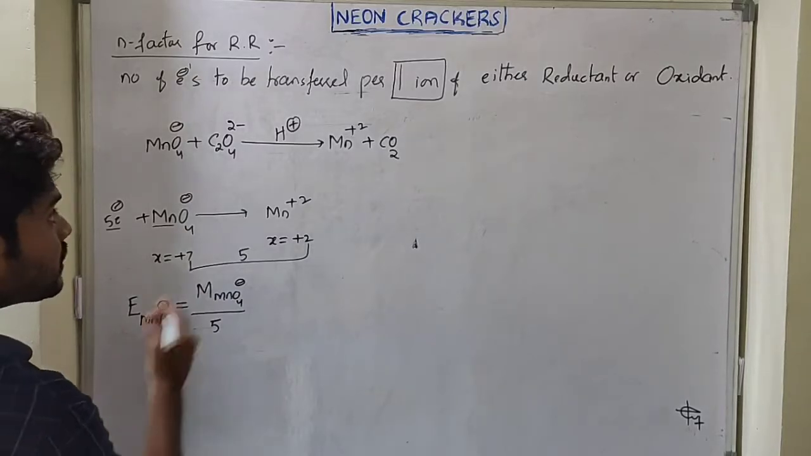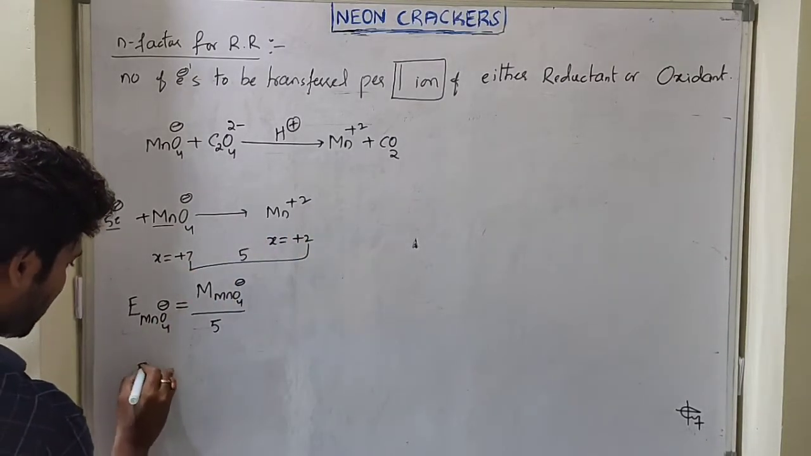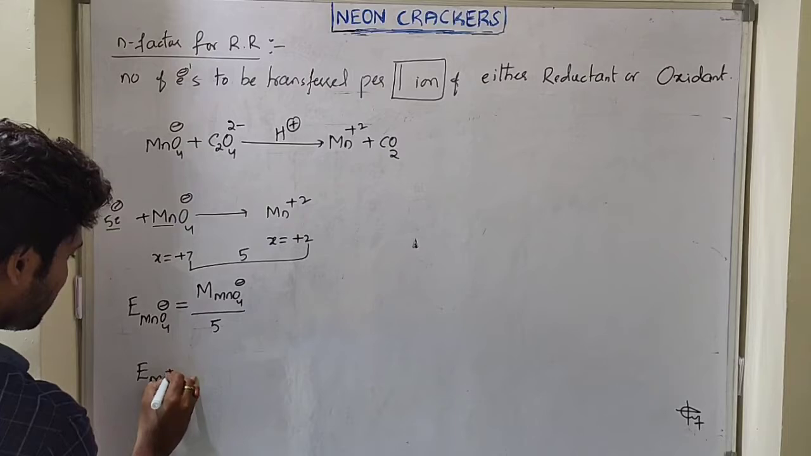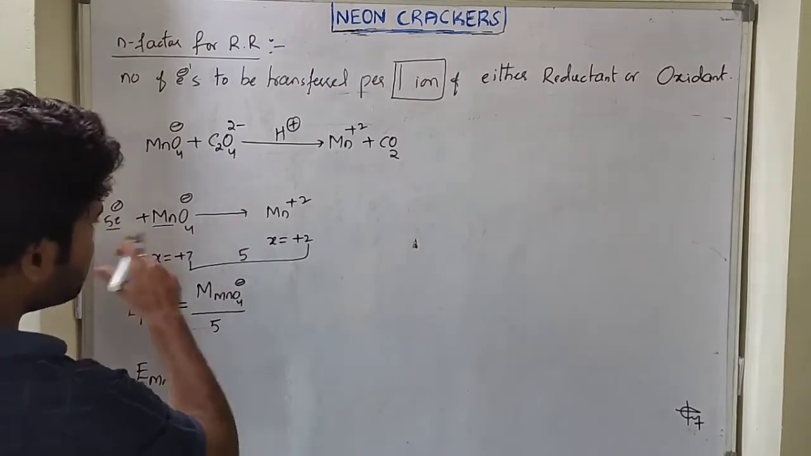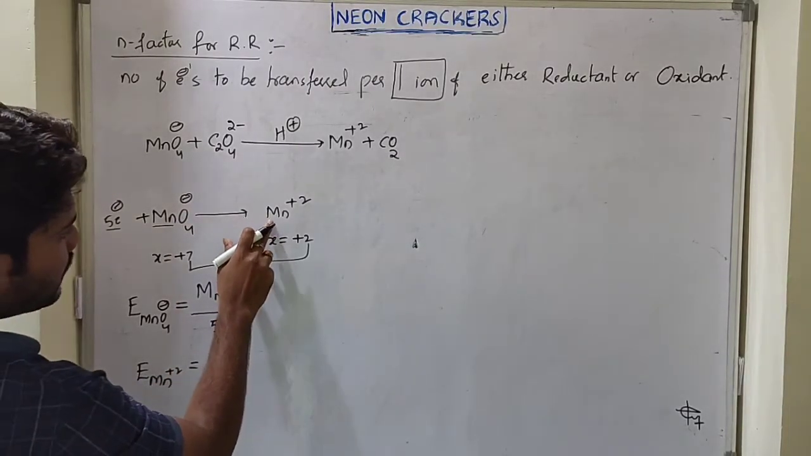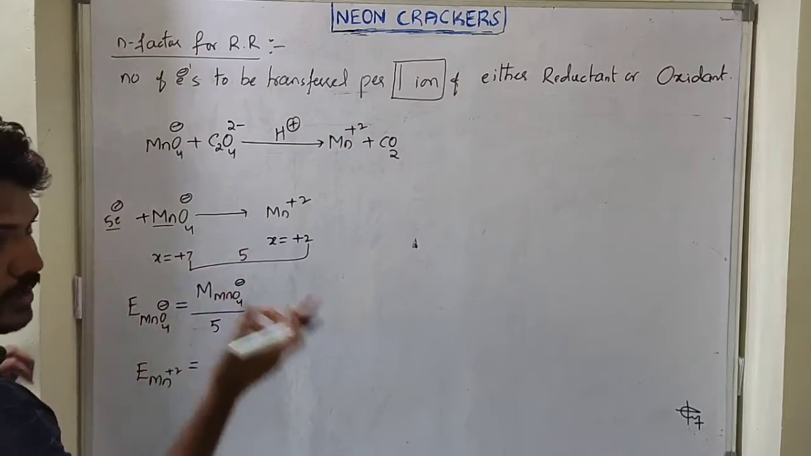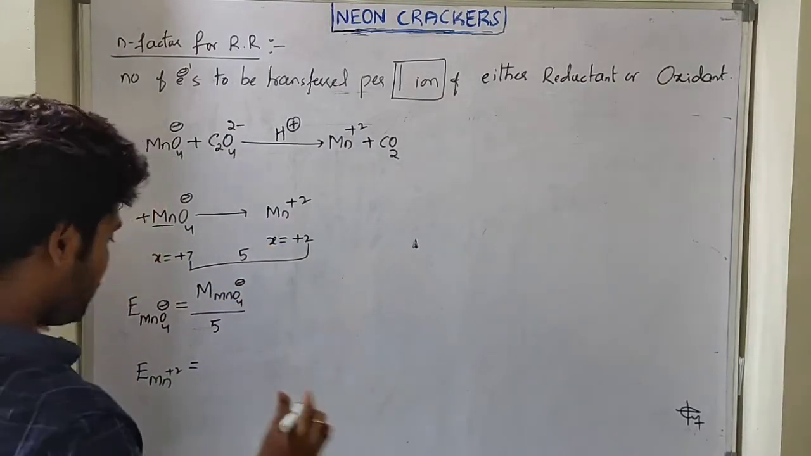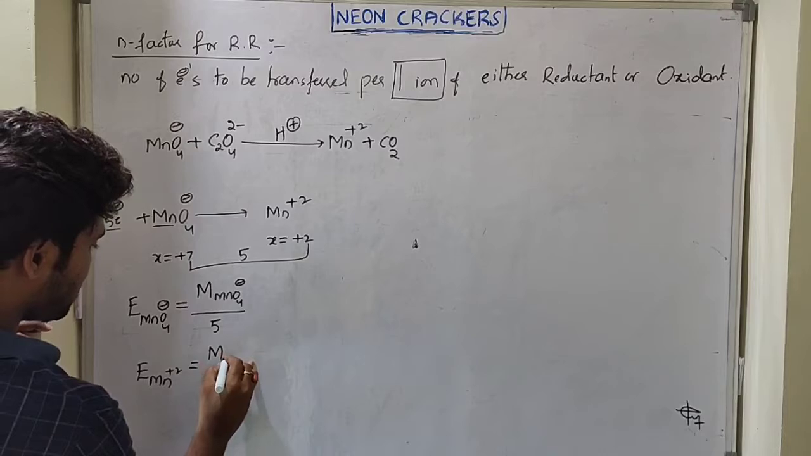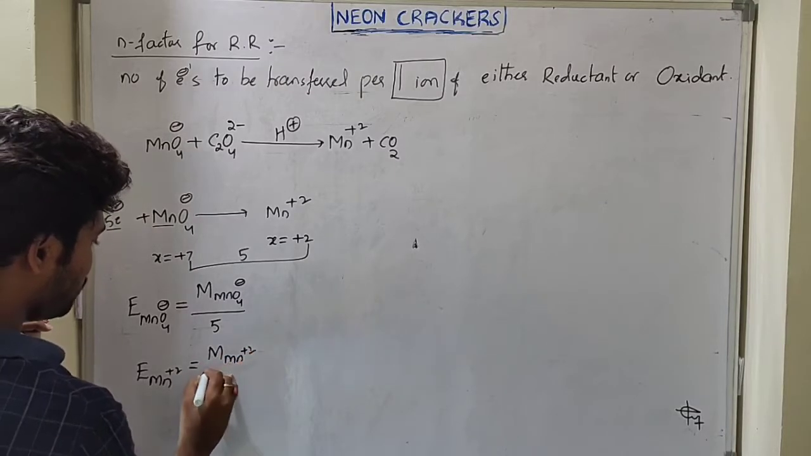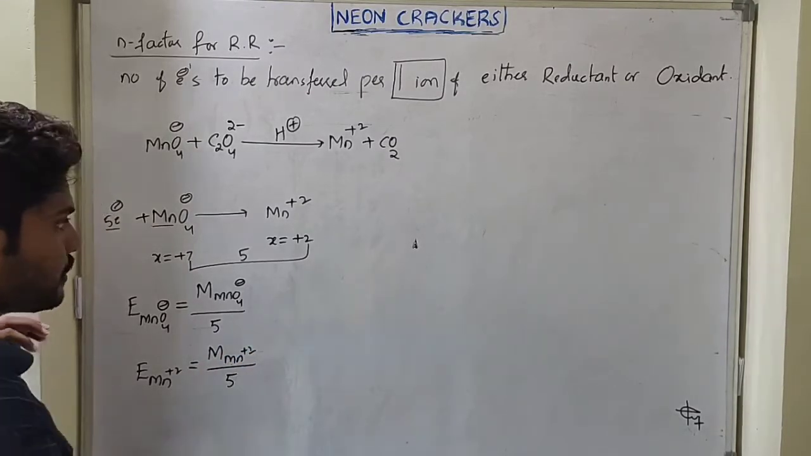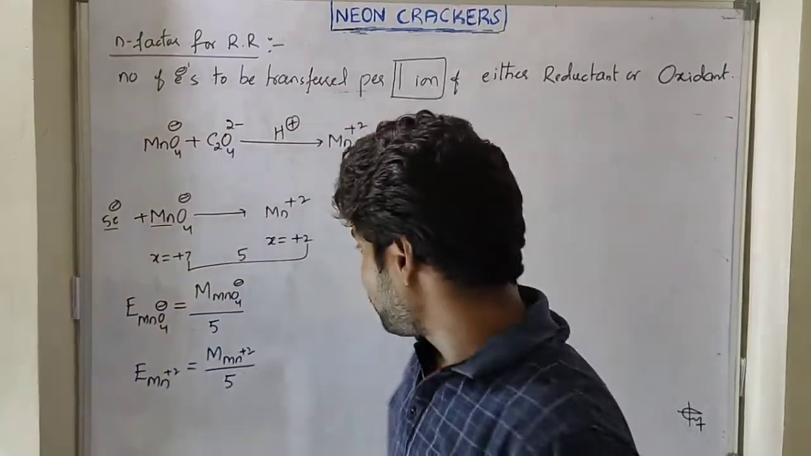And oxalate we don't know yet, and the equivalent weight of Mn+2, here also in this balanced equation 1 ion, 5 electrons. So the n factor of Mn+2 is also 5, and you can write directly molar mass of Mn+2 upon 5.